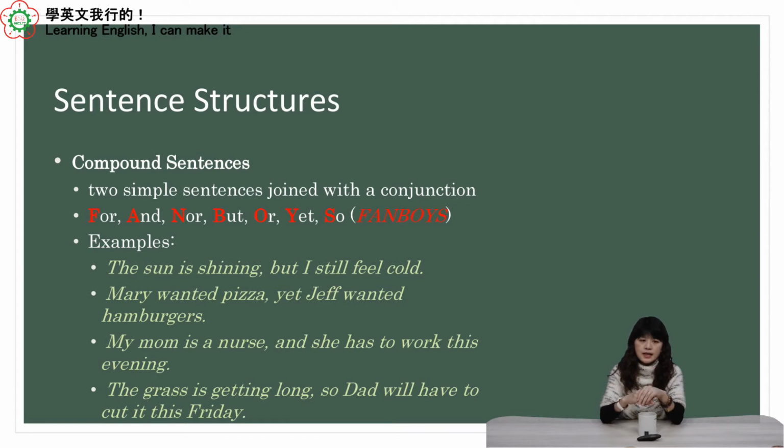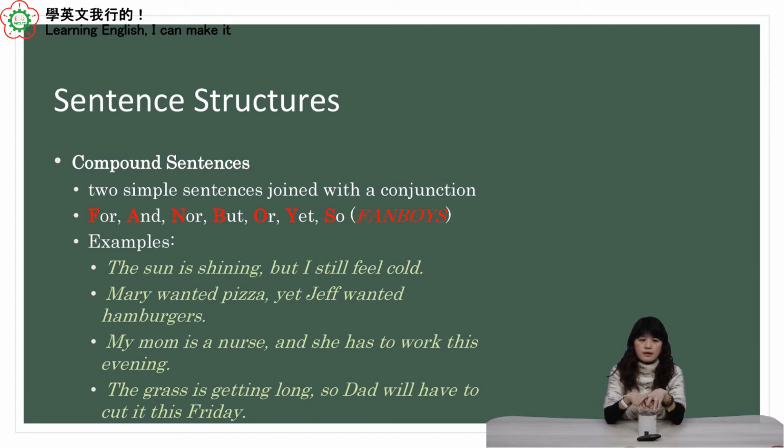The third sentence here, my mom is a nurse and she has to work this evening. So here you use and to combine both simple sentences. My mom is a nurse, so the first sentence explains her job. And then you use and to connect the second simple sentence. She has to work this evening. So you explained the situation and what she needs to do in the evening.